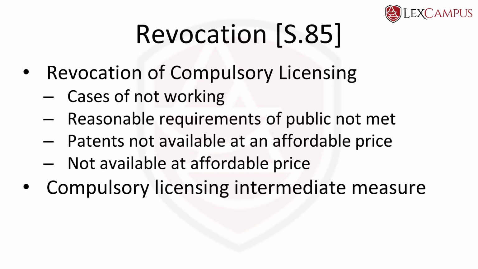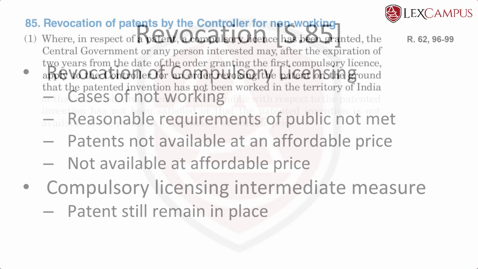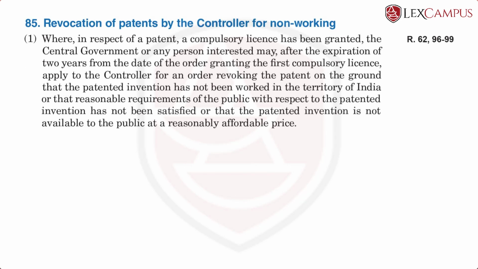Countries which grant compulsory licenses do not end up revoking the patent, because a compulsory license would only mean that there is an additional player in the field. The rights of the patentee still remain the same. The patentee will be allowed to keep the patent alive, and when the terms of the compulsory license get modified or the compulsory license is revoked, the patentee again gets sole control of the patent. Now 85(1) states that where in respect of a patent a compulsory license has been granted.